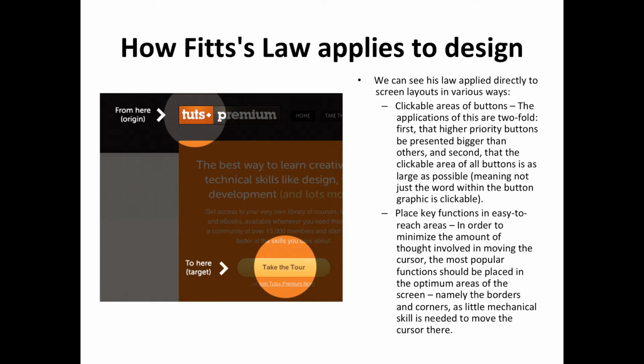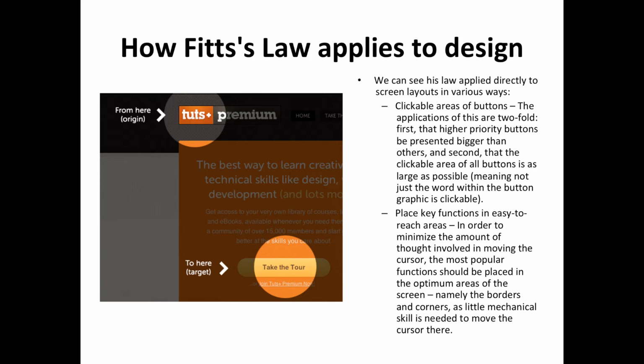When you apply this to design, it's clickable areas of buttons. Applications of this are twofold. First, the higher priority buttons are presented bigger than others. And second, the clickable areas of all buttons are as large as possible, meaning not just the words within the button, but the whole graphic itself. So if I have this take a tour, this entire thing is clickable. So if I'm on a mobile device, I can hit that button. It's not going to be really difficult. I don't have to pinch and zoom to try and get to these buttons.